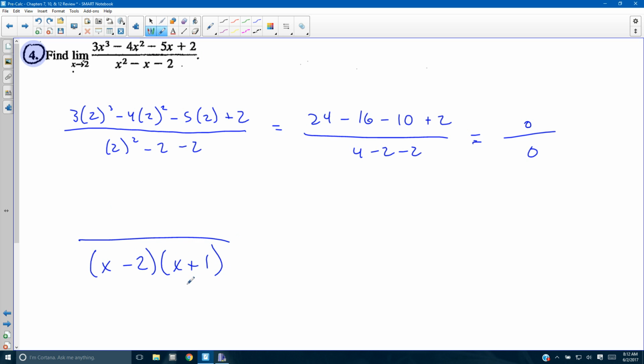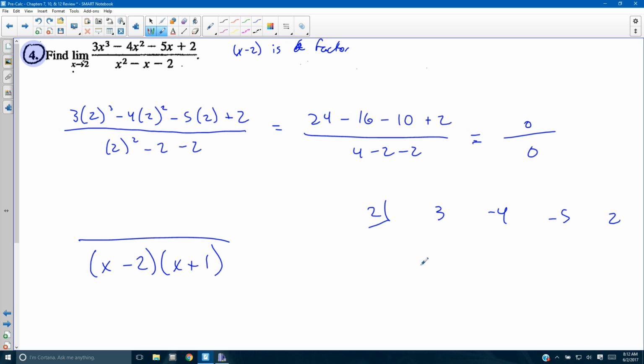Here's what I'm going to do with the top. The assumption and the knowledge of 0 over 0 means that x minus 2 is a factor on top. X minus 2 is a factor. We have to know that because it has to cancel out with the bottom x minus 2 for us to make this work. And it's not that it has to work in all cases, but in this case, 0 over 0, it does. So you factor x minus 2 out of 3x cubed minus 4x squared minus 5x plus 2.